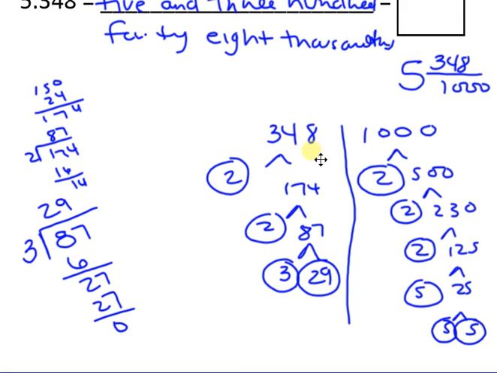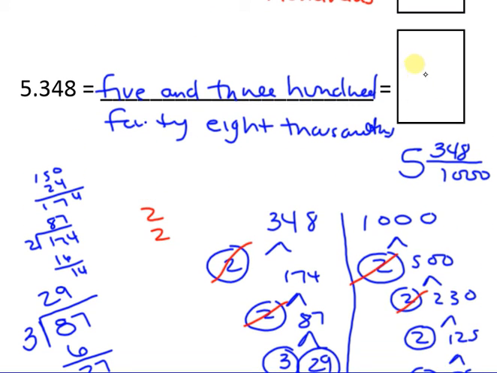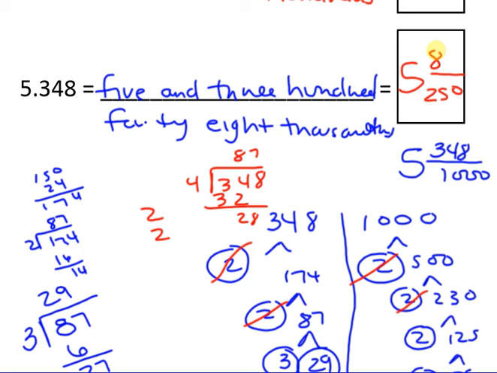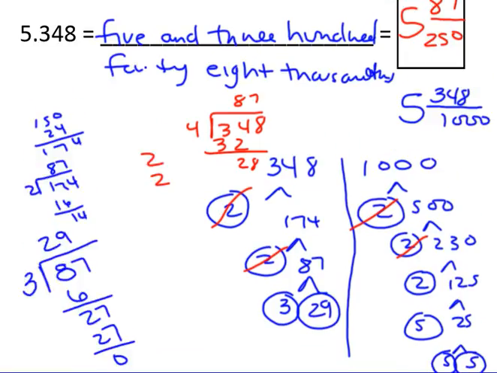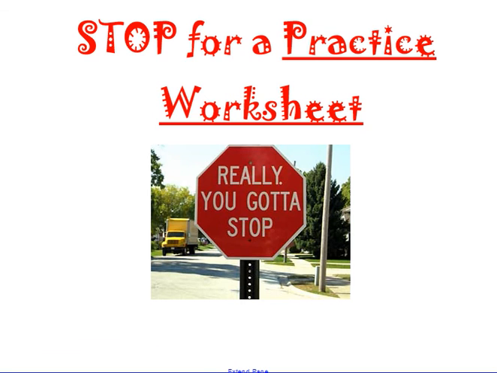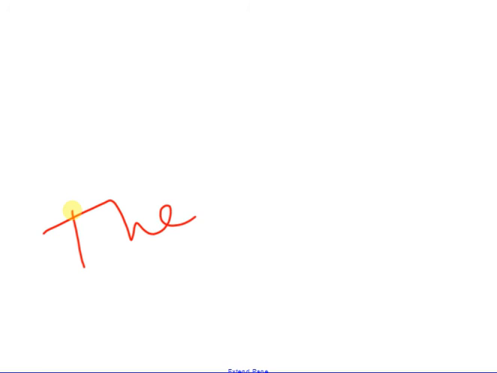So I have some matches here. I have a 2. I have a 2. And that's all I have. So my GCF is 4. So my final answer is going to be, 1,000 divided by 4 is 250. And 348 divided by 4 is 87. So my final answer here is 5 and 87 over 250. That was a long one, but a fun one nonetheless. All right, that is it for this lesson. I told you it was a quick one, but we have tons and tons of practice problems in class.